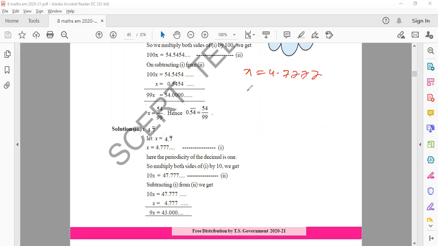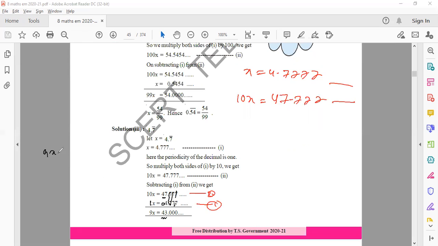4.7777. Next you write: multiply with 10, 10x is equal to 47.7777. This is equation number 2 and this is equation number 1. The small trick is that you have to see 7, 7 cancel. 47 minus 4, 43. Clear? So 10 minus 1, 9.